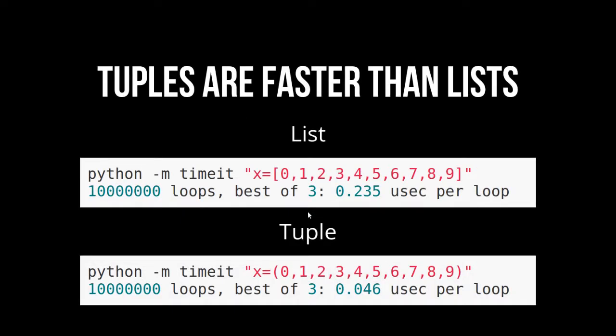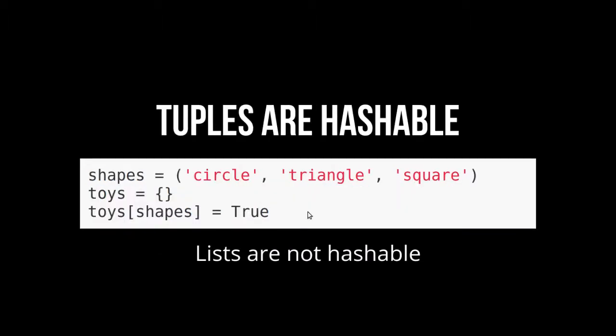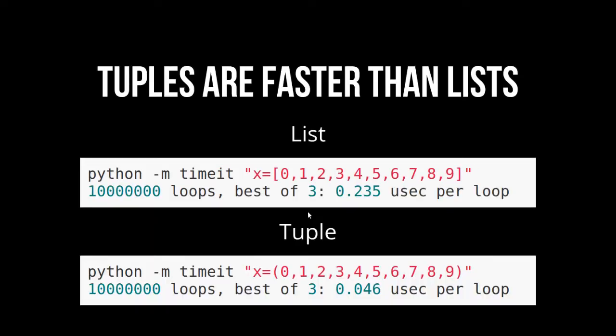So we might be wondering, well, why bother? I don't see a lot of use for that. I don't know how often I would be using a tuple as a key to a dictionary. That might be true, but tuples are faster than lists.